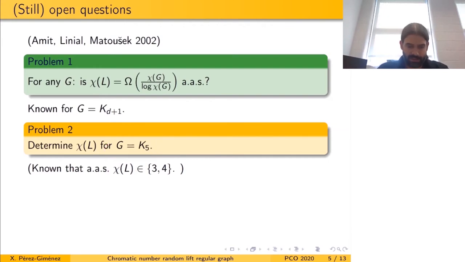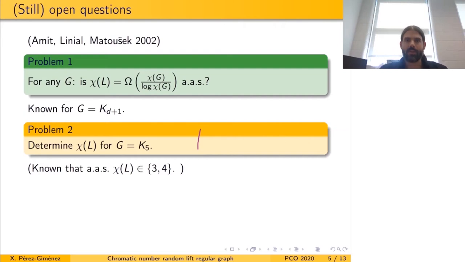And in fact, there's a paper by Farzad and others that studies the case where G is the complete graph minus one edge, and shows that the chromatic number of the random lift would be 3. So that was our motivation. We wanted to study the chromatic number of the random lift of a complete graph.